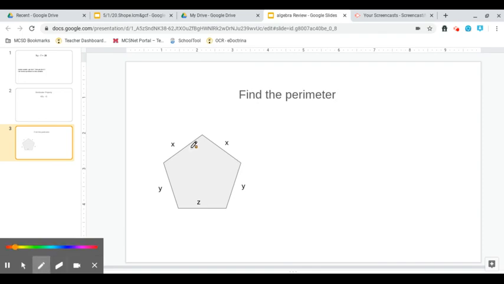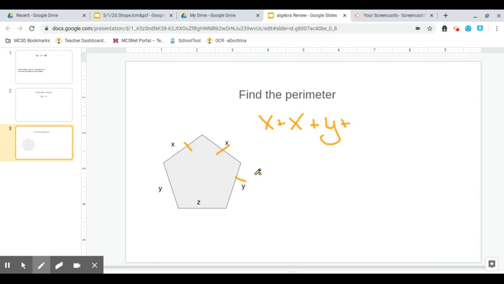Okay, so we have x plus x plus y plus z plus y. There's everything we have to add up.